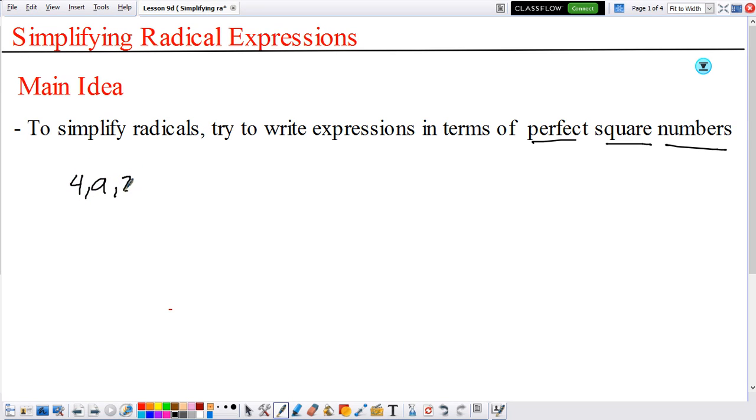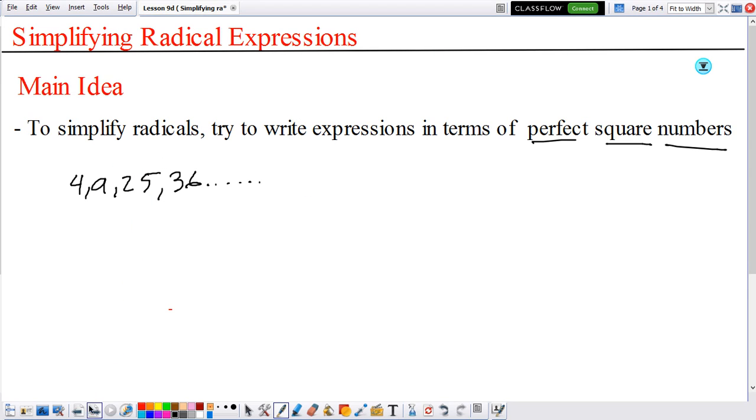4, 9, 25, 36. Perfect square numbers are numbers that you can take the square root of. The square root of 4 is 2. The square root of 9 is 3. The square root of 25 is 5. The square root of 36 is 6, and so on. Those are examples of perfect square numbers. So along this lesson, think of ways of how we can rewrite numbers using perfect square numbers.